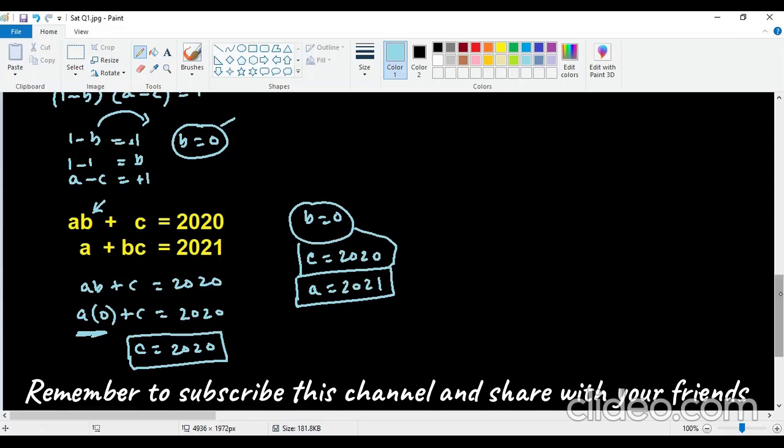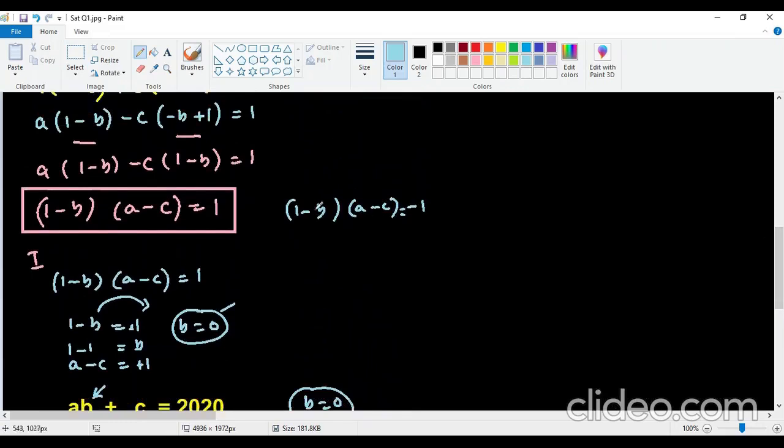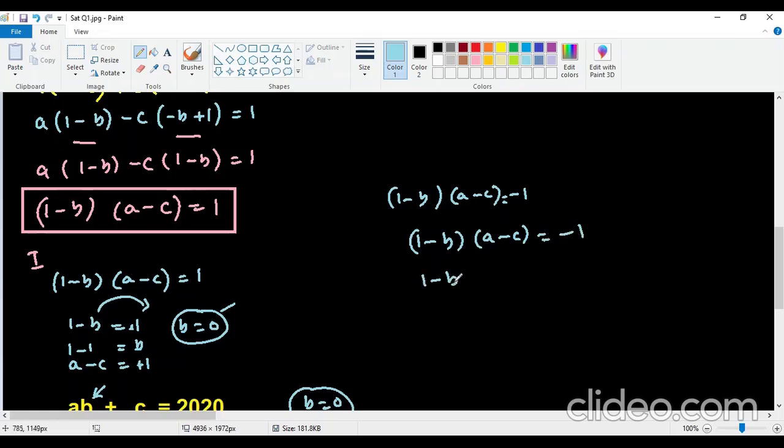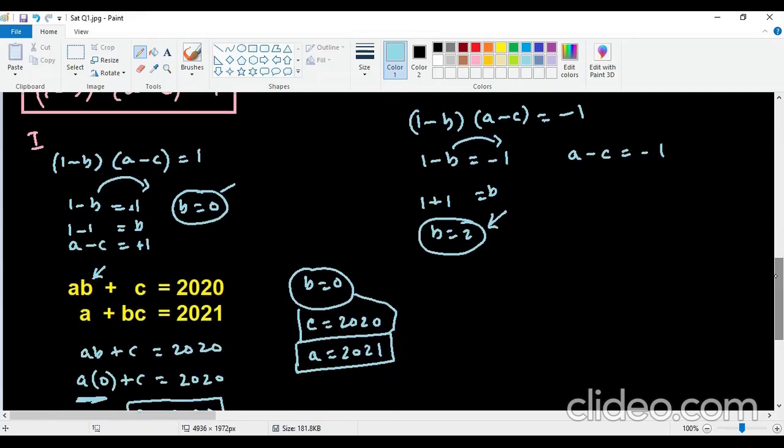Okay, over here. Now we are going to work with this, and I will write it in a little better way. 1 minus b and a minus c equals negative 1. So that means 1 minus b equals negative 1 and a minus c equals negative 1. That means this is going to go this side and become positive b, and 1 plus 1 equals 2. So b equals 2.